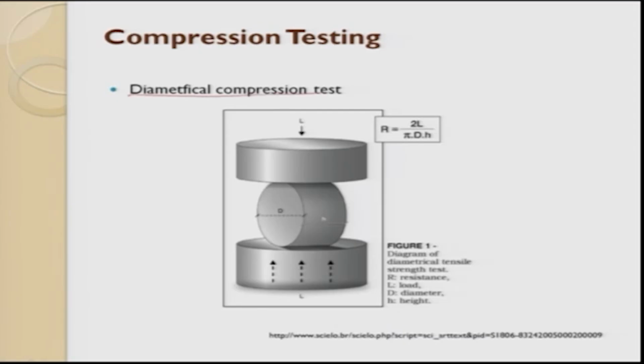So diametrically, if you want to do a compressive test, this is what we follow. Here R is given, and these are the relationships. R is the resistance, L is the load, D is the diameter, H is the height.